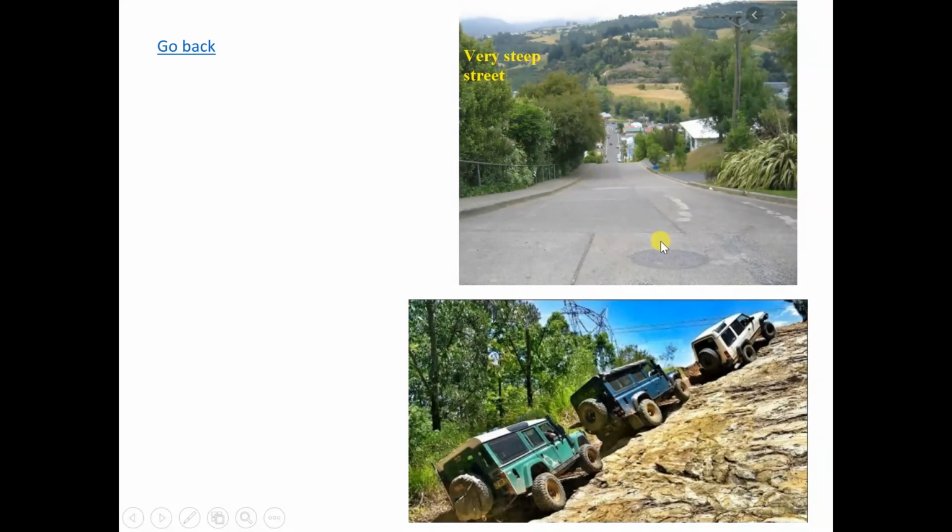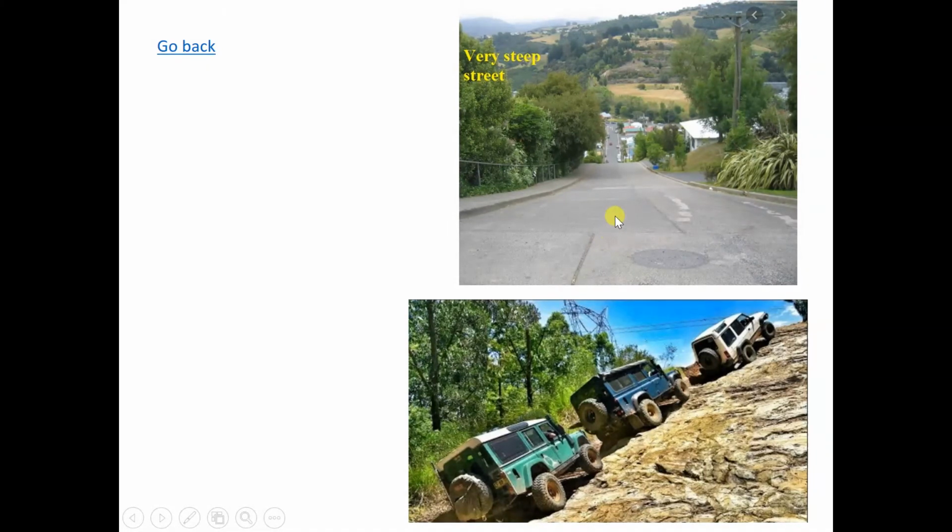I think this one is in Dunedin, Baldwin Street. I think it's supposed to be the steepest street in the world. I think it's fighting with one in Wales, isn't it? I don't know what the development is. Is this one second or the steepest?